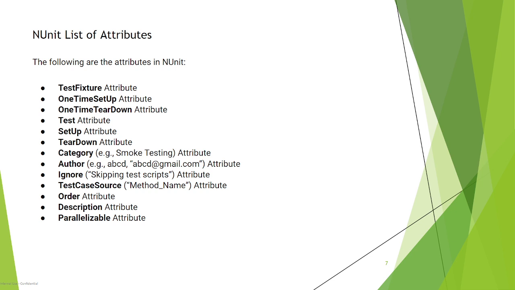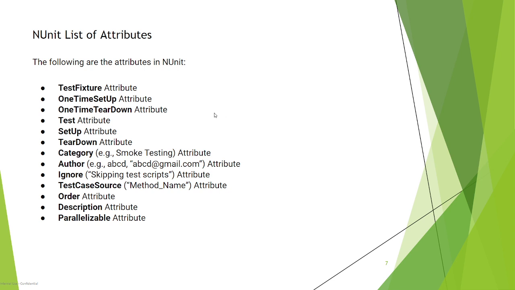Now, these are some of the list of attributes that you will need to understand before you start writing the framework. Test fixture attribute is normally used. You will see in your code one-time setup and one-time teardown, test setup, teardown, category, author, ignore, test case source, order, description, parallelizable.